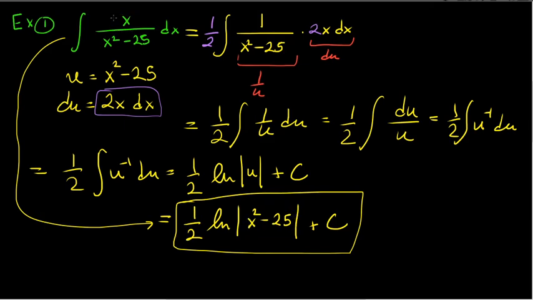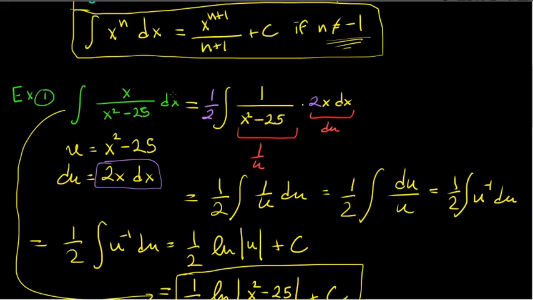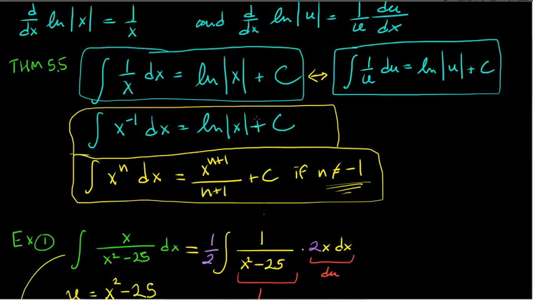And then when you take the derivative of the log, the x squared minus 25 goes into the denominator. So I'll let you do that. Take the derivative of this, make sure you get this integrand here. Okay, so that's substitution and using the integral of 1 over x or 1 over u.